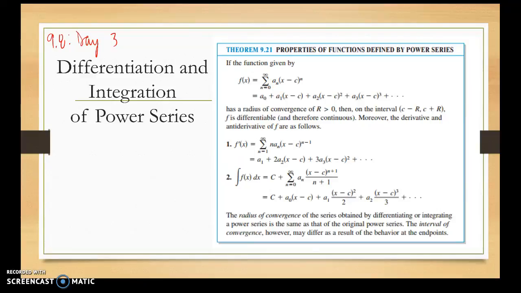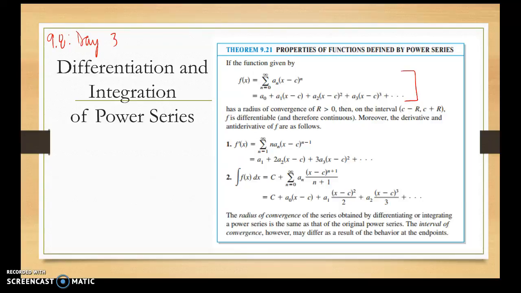Okay, 9-8, day 3, the differentiation and integration of power series. Okay, don't write any of this down. Let's just look at it. So here's the power series we've been looking at. That's what your classwork was on, finding the radius and interval of convergence.